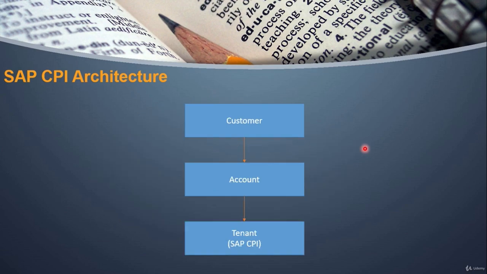Now whenever a customer is there, let's say that I am a customer, I have my own company, and within my company I want to use the cloud platform. So first I have to have an account with SAP, which is called a global account. Now within my global account I can have many tenants. Tenants are nothing but workplaces within which we will be doing certain work. So there will be many tenants, out of which one tenant is there for SAP CPI, with which I will be developing and deploying my iFlows. So this is how the architecture is: customer, account, tenant.